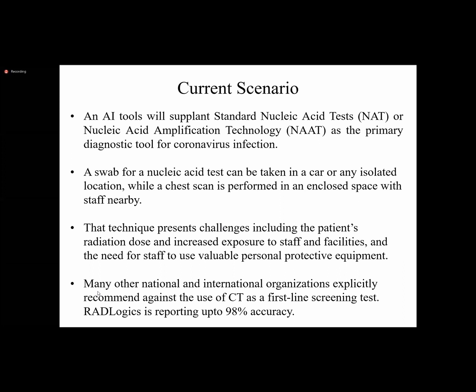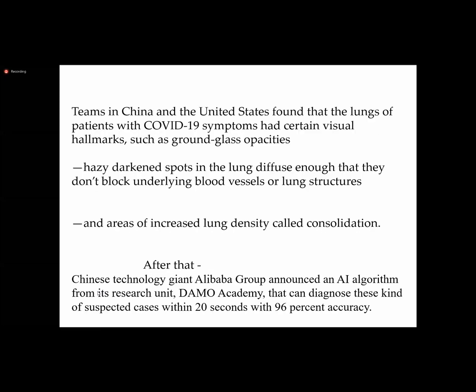The reporting accuracy was found to be 98%. Teams in China and the United States found that the lungs of patients with COVID-19 symptoms had certain visual hallmarks, such as ground glass opacities, which are hazy darkened spots in the lung diffuse enough that they don't block the underlying blood vessels or lung structures, and areas of increased lung density called consolidation. After that, the Chinese technology giant Alibaba Group announced an AI algorithm from its research unit, the Damo Academy, that diagnoses suspected cases within 20 seconds with 96% accuracy.